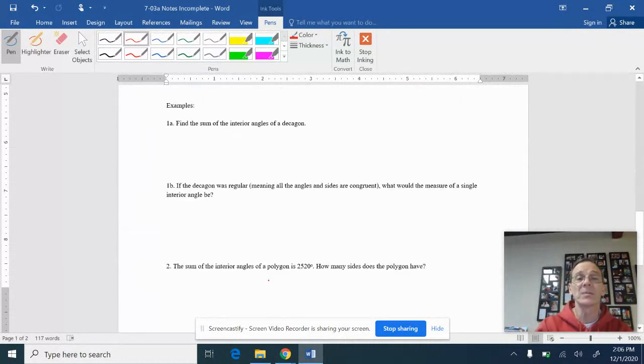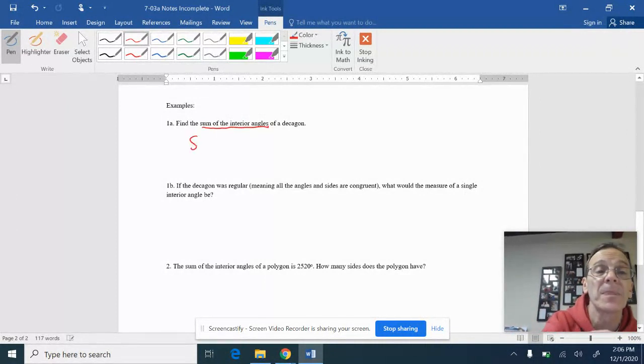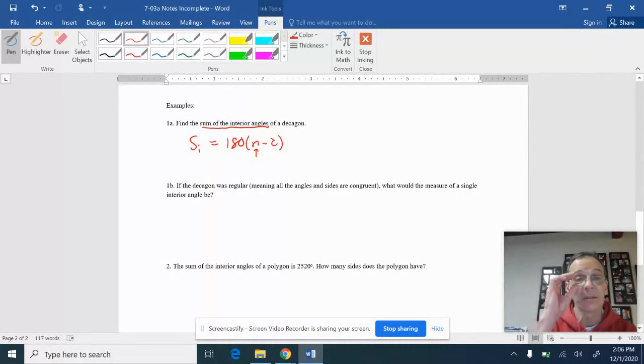So let's move on to some examples. First one couldn't be any easier. Find the sum of the interior angles. That's exactly what this formula gives you when you know the number of sides. You plug the number of sides in here, and the output then is the sum of the interior angles.